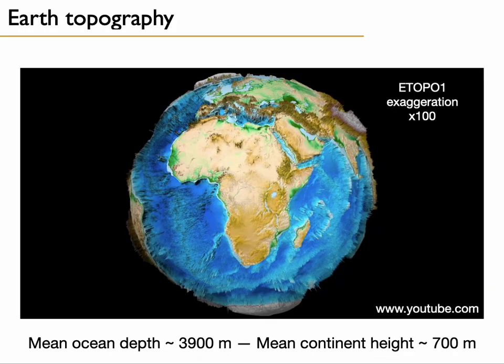And this first order effect will be that there will be differences in topography on Earth. That's an image from eTopo, exaggerated by a factor 100, so don't be afraid. This is not the face of the Earth. This is exaggerated. But what's to be seen is that oceans are deep, indeed. The mean depth of ocean is 3.9 kilometers, while the mean continent height is 700 meters. So that's the main difference. This is dense and this is light.